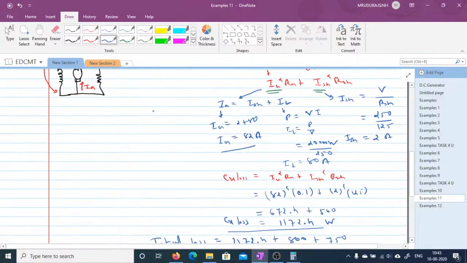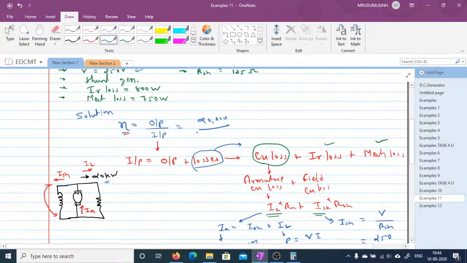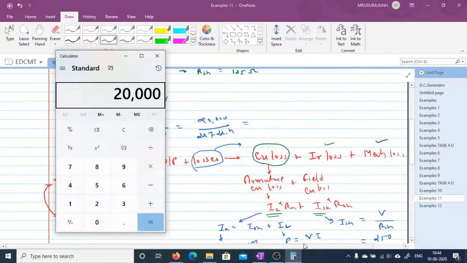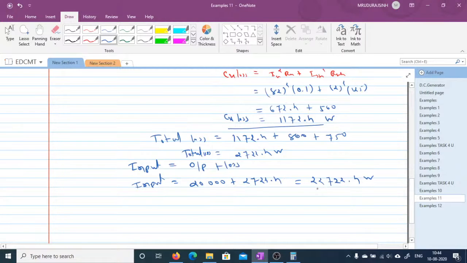Now let's calculate the efficiency. The efficiency is output by input. Output is 20,000 watt and the input is 22,722.4 watt. Let's calculate. Which gives us 0.8801, and if we convert this into percentage efficiency, it will give us 88.01%. So this is example number 2.